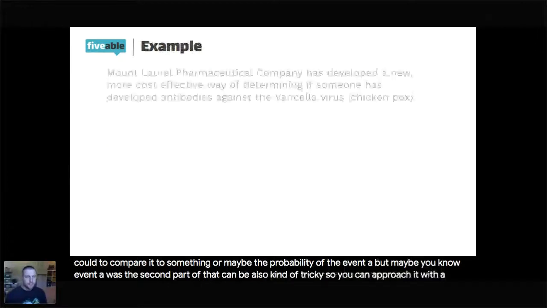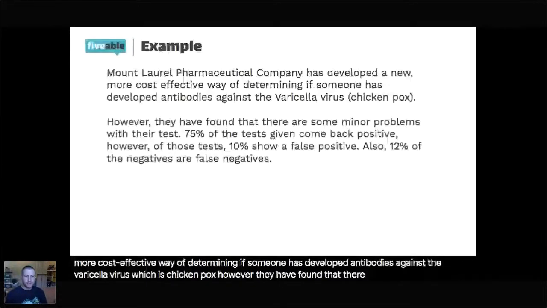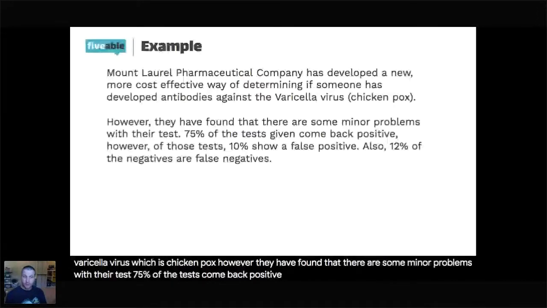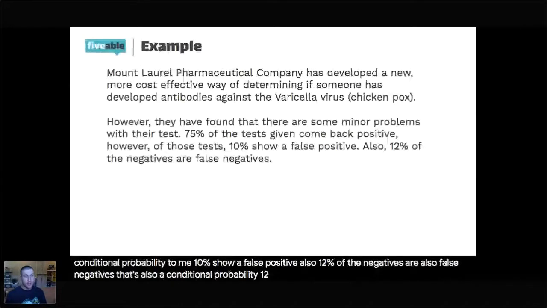So here's our example. Mount Laurel Pharmaceutical Company has developed a new, more cost-effective way of determining if someone has developed antibodies against the varicella virus, which is chickenpox. However, they have found that there are some minor problems with their tests. 75% of the tests come back positive. However, of those tests, that sounds like a conditional probability to me, 10% show a false positive. Also, 12% of the negatives are also false negatives. That's also a conditional probability. 12% of the negatives are false negatives.